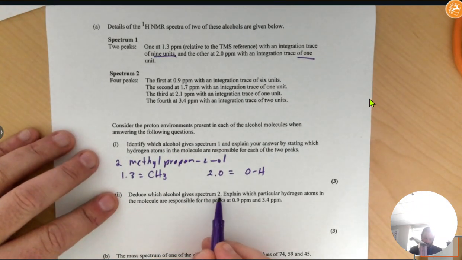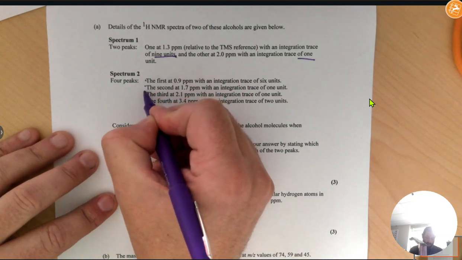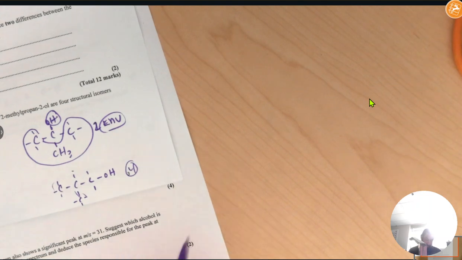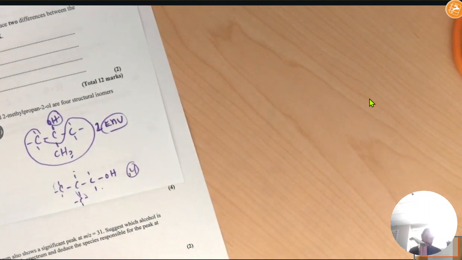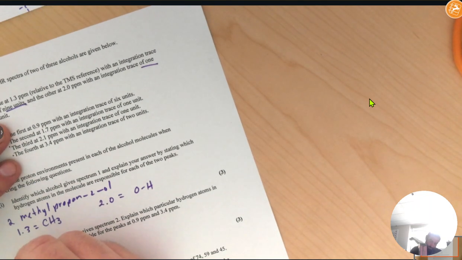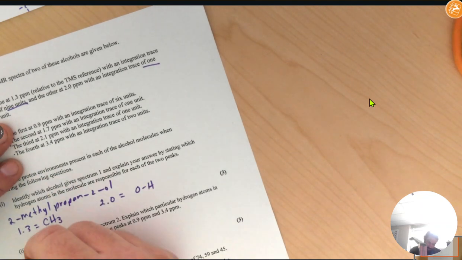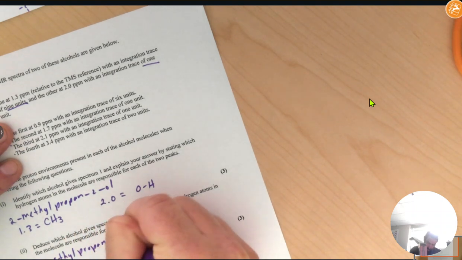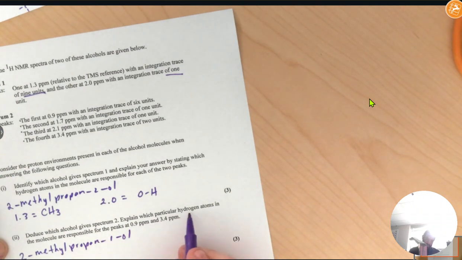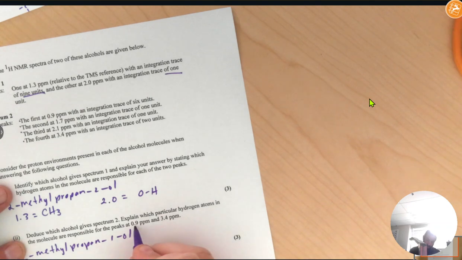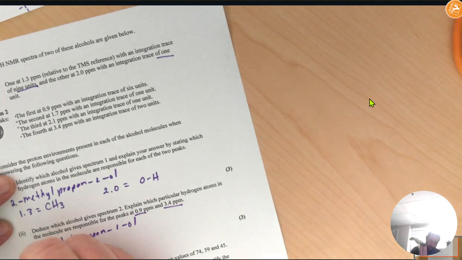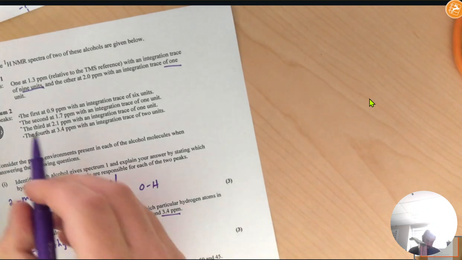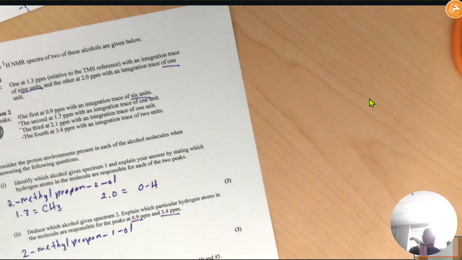Deduce which alcohol gives spectrum 2. So spectrum 2 has 4 peaks. So I got to choose the alcohol that has 4 environments. That would be 2-methylpropan-1-ol. So I forgot my dash here. 2-methylpropan-1-ol. Wants us to explain which particular hydrogens in the molecule are responsible for the peaks at 0.9 and 3.4. So at 0.9, it's got an integration trace of 6.